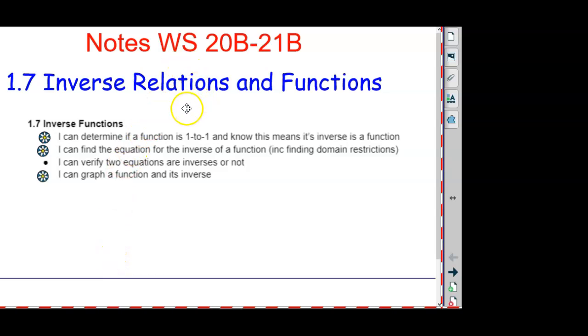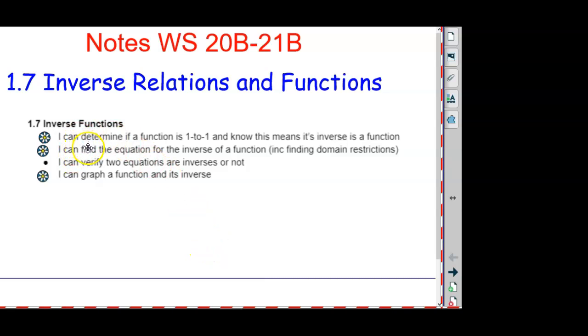So we're talking about inverses today, and basically an inverse is something that undoes something. When you were in Algebra 1, you learned an inverse operation. Like if you had addition, subtraction took care of it, right? Undid it. Those are inverse operations. Today we're going to talk about a whole function that undoes another function or a relation.